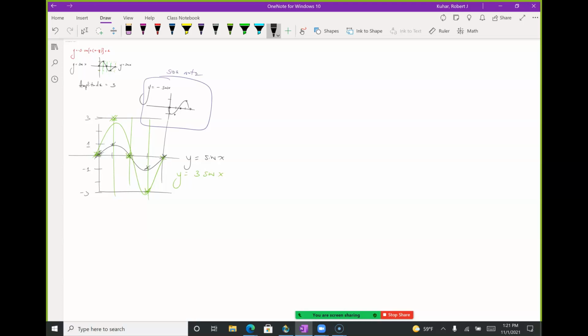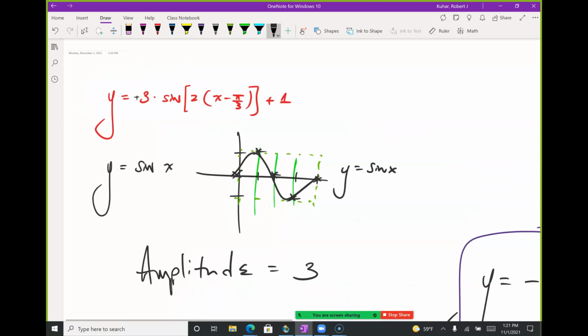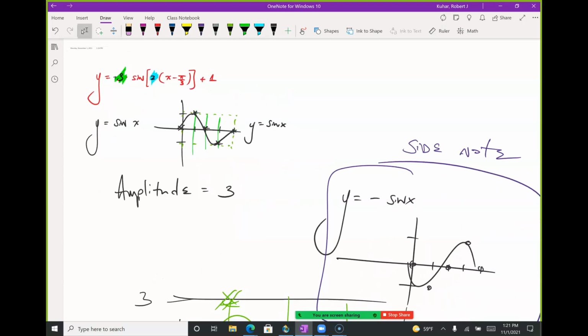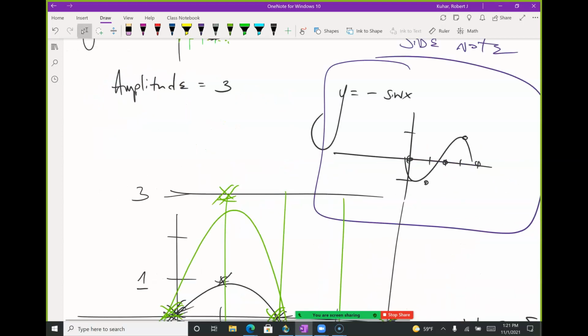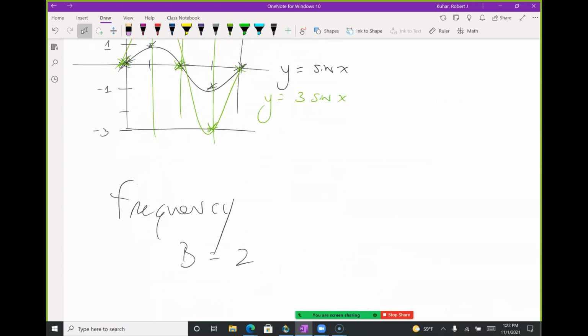Next thing is my frequency. And that's that B value. And B, I got B is, what was it, 2? Yes, you see it? Right, there's my amplitude. Here's my frequency. And it's important that it's factored out. Okay. So my frequency is 2.